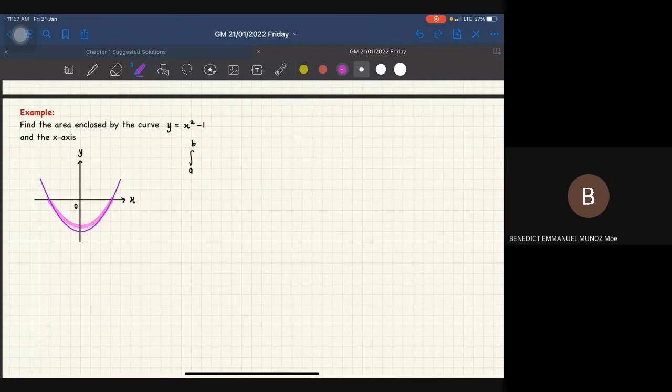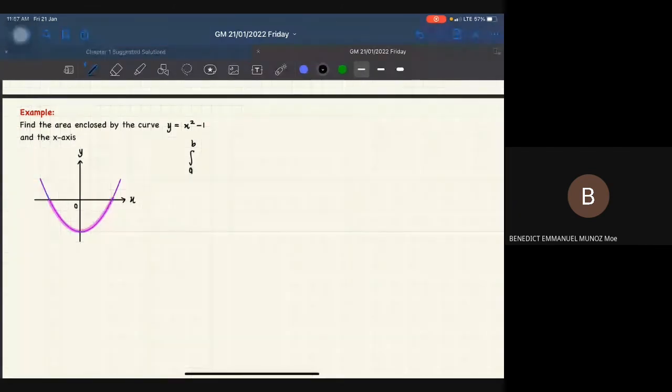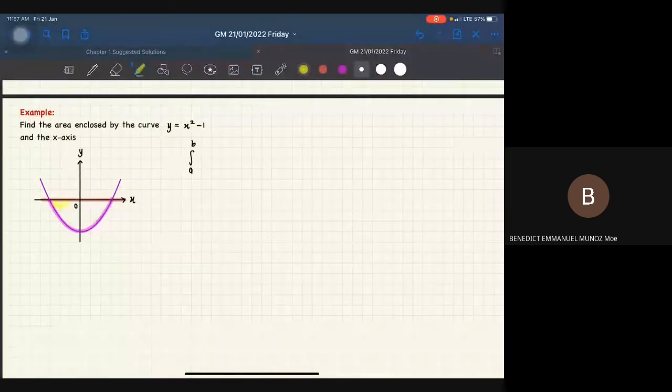Okay, and then itu adalah curve and then dikata x-axis. So x-axis is this one. Okay, so area yang kita nak cari, area yang enclosed is this one. Okay, so this is the enclosed area. Okay, so kita nak cari area yang warna kuning, cuba gunakan konsep yang saya ajar tadi.